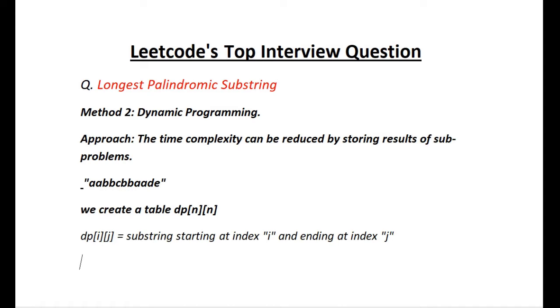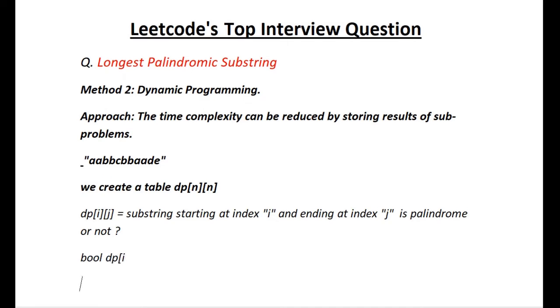So this stores whether it is a palindrome or not. You would be guessing what the data type of this matrix would be. Obviously it is storing whether it is a palindrome or not, yes or no, true or false. So the basic data type would be bool, boolean, for dp of i comma j.